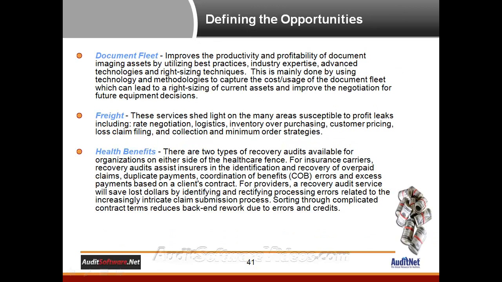Other vendor audits that exist, and we'll spend a little more time on the health benefit one because it's so critical, are taking a look at your document fleet, which is actually looking at all of your document imaging assets such as fax machines, copy machines, and normally it's just copy machines. They can cost up to $30,000 to $40,000 a year to run between toner, paper, and the lease cost. So what the document fleet experts will do is come in and put wireless devices on every machine that you care about, that's worth counting, and then they will track usage.